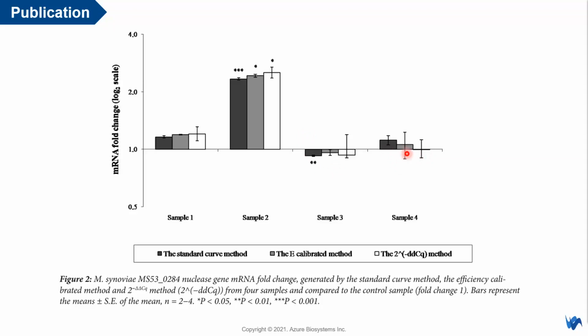Where the most accurate method will be the standard curve method, right? So the arrangement goes like this. The best one is the standard curve method. Second is the efficiency corrected model. And the final one will be the delta delta CT method. All right. When you try to quantitate small differences between the samples. Okay. All right.